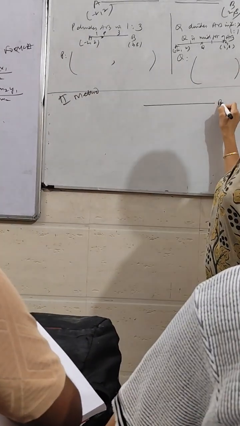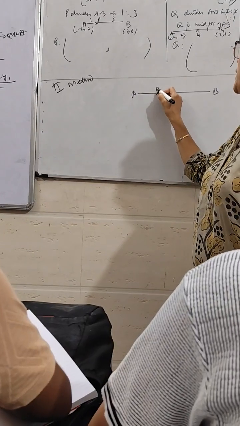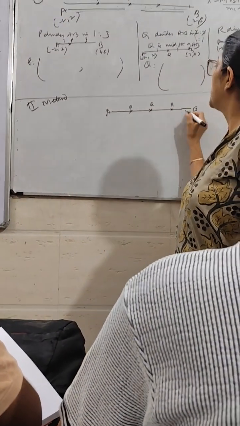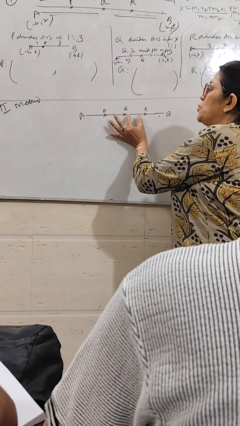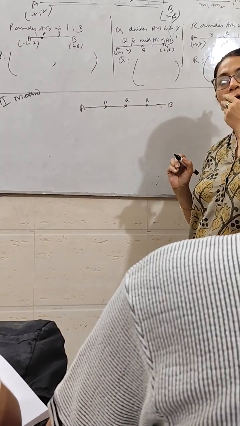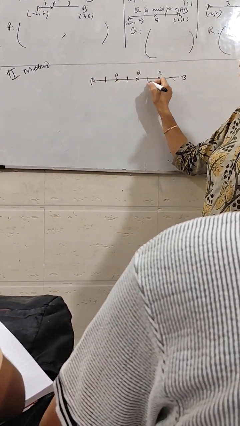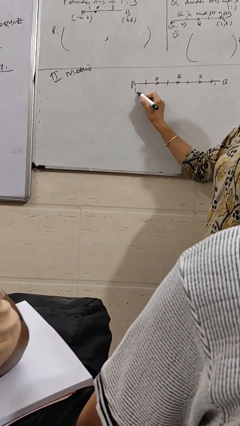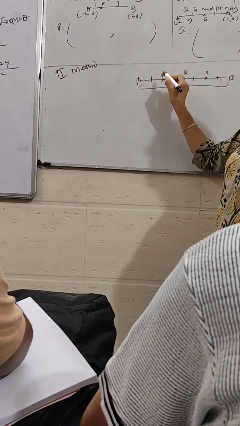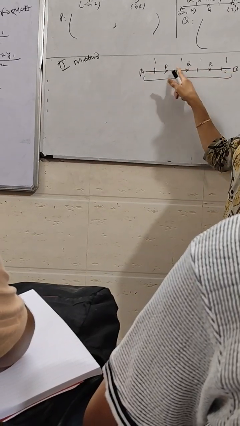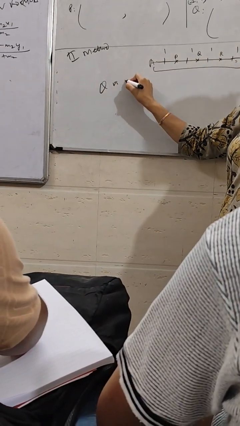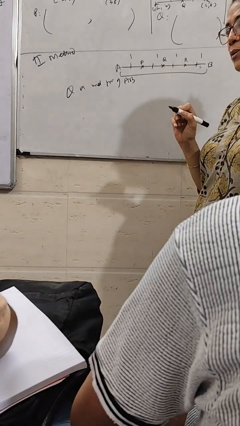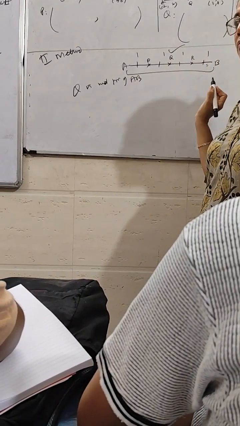ये आप खुद करेंगे. A, P, Q, R, B. See, 1 2 3 4. 4 equal parts. 1 2 3 4. Q is the midpoint of AB. ये देखो 1 1 1 1. Q is the midpoint of AB. Correct? इस पे कौन सा फॉर्मूला लगेगा? मिडपॉइंट फॉर्मूला. Q निकल आएगा.